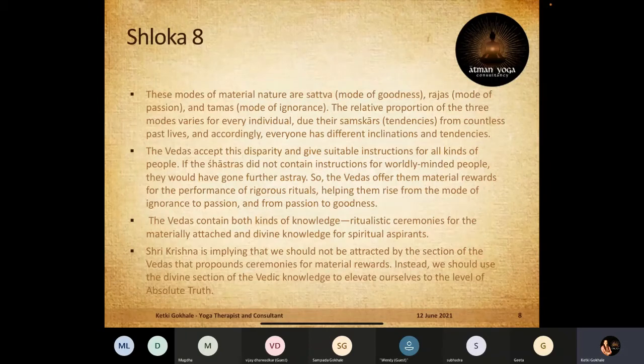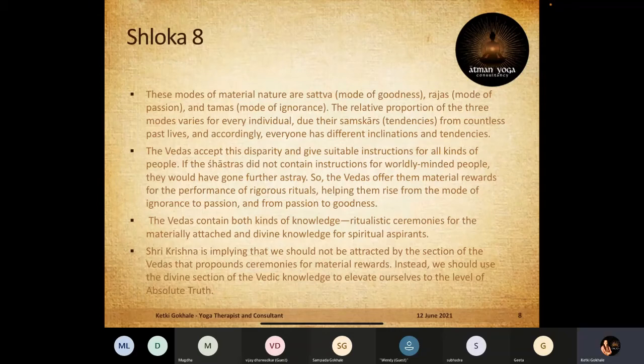The relative proportion of the three modes varies for every individual. Why? Due to their samskaras, tendencies from countless past lives, and accordingly, everyone has different inclinations and tendencies, or personality traits. The Vedas accept this disparity and give suitable instructions for all kinds of people.